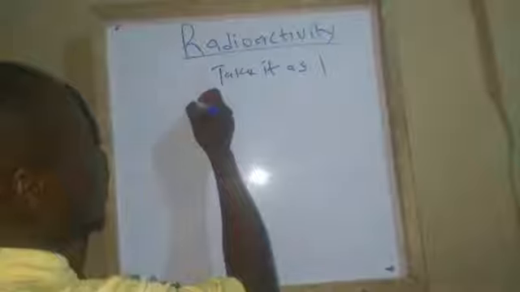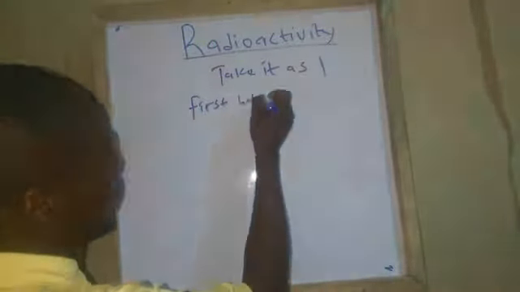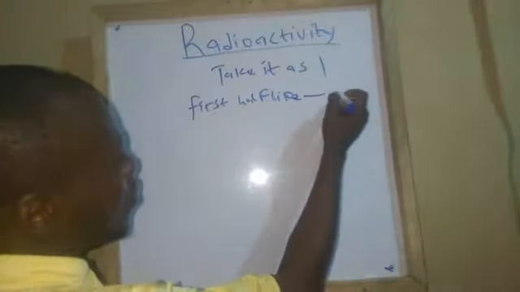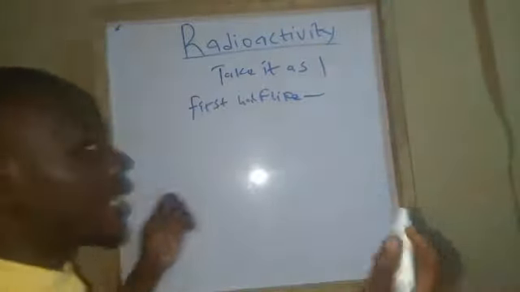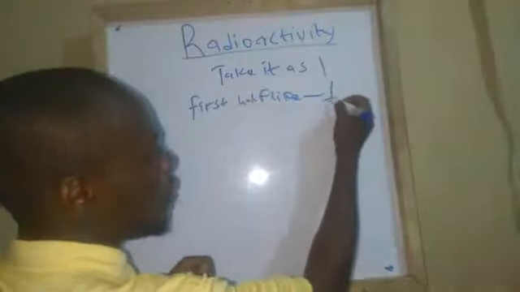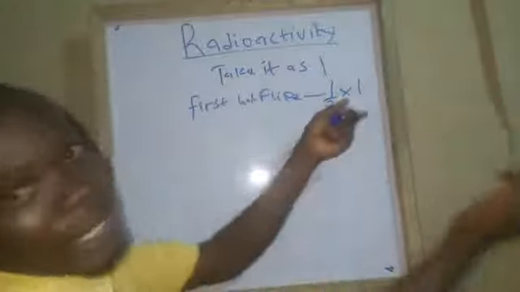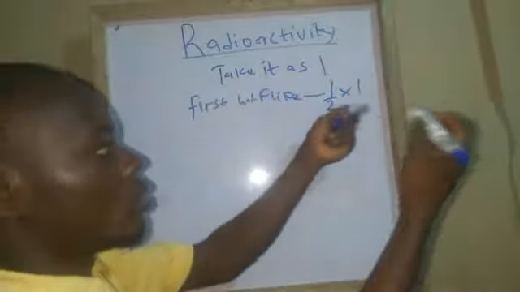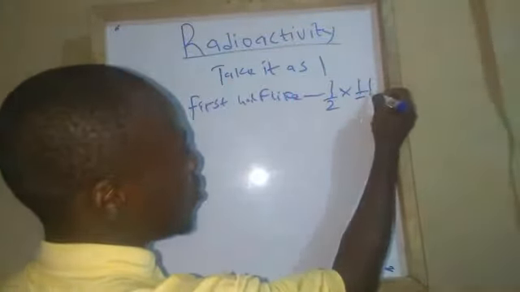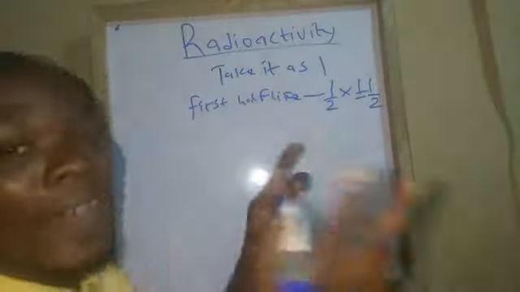Now, first half-life. Half of it will decay. Don't forget that half-life is the time taken for half of the total amount of substance to decay. So 1/2 times 1 will decay. Are you getting it? 1/2 times 1 is the same thing as 1/2. Now they said after 3 half-lives.